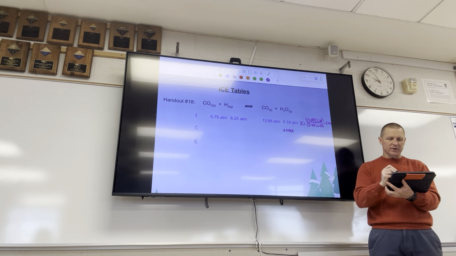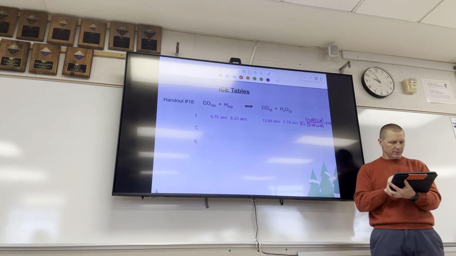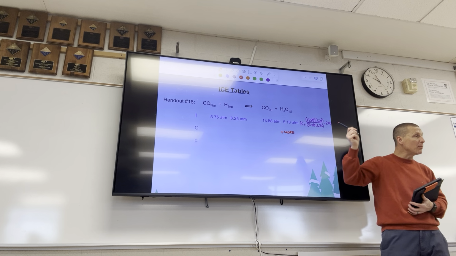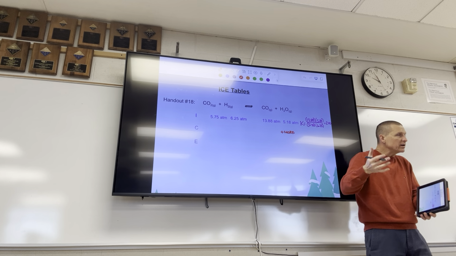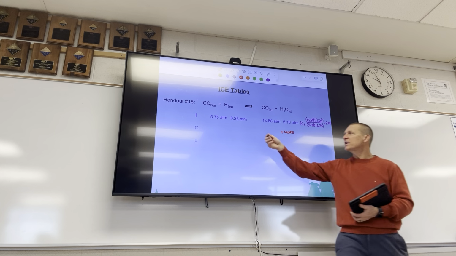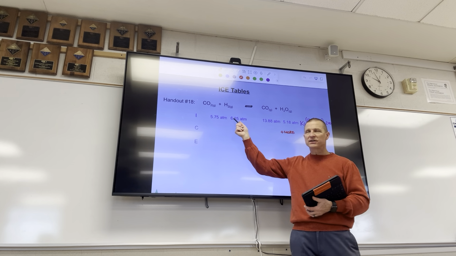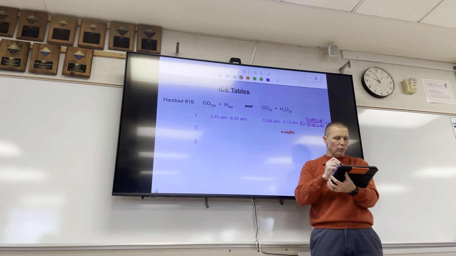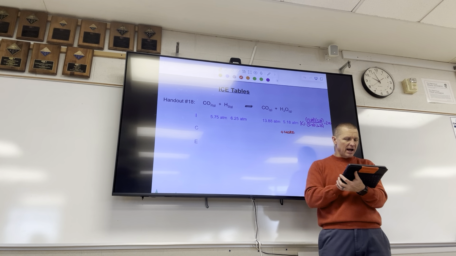I'm going to change the color on this so it doesn't run into the purple. More water gets added. It doesn't say how much. It just says that water gets added, causing the reaction to shift left. How do we know that it shifts left? It tells us that the hydrogen pressure goes up to 10. So at equilibrium, when this shift happens and it goes left, the hydrogen winds up being 10 atmospheres.